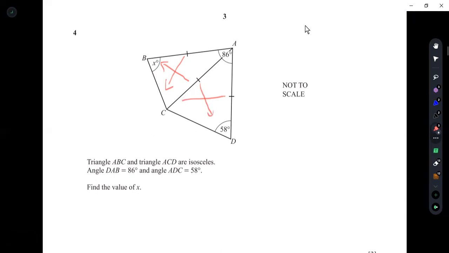So it means we can say that this angle should also be the same as this angle, which is X, and this angle is 58, so this angle should also be 58.